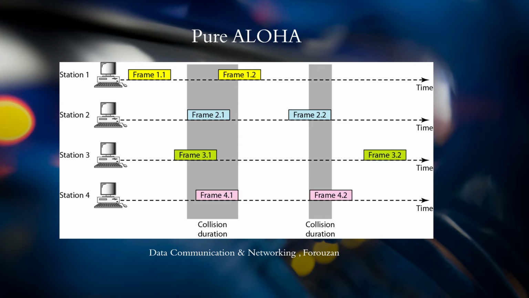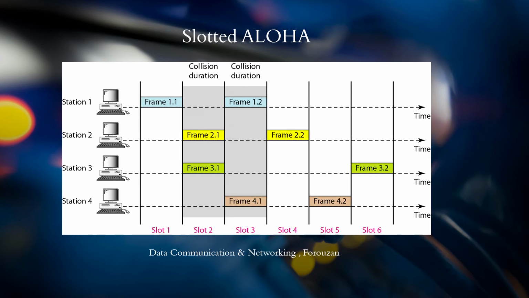The chance of collision is high because the stations are free to transmit whenever they want. For example, in this picture, there are multiple overlaps between frames which result in collisions. In order to double the capacity of the Aloha system by lowering the chance of collision, slotted Aloha was proposed in 1972. In slotted Aloha, time is divided into discrete intervals called slots. Each interval corresponds to one frame.